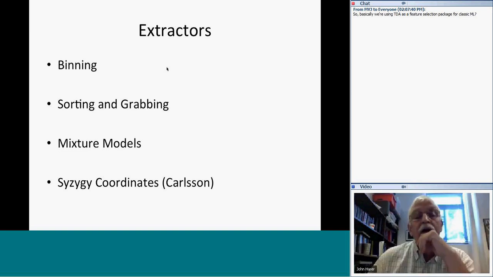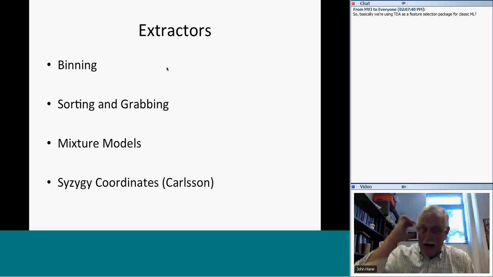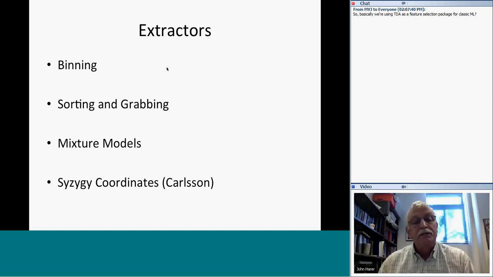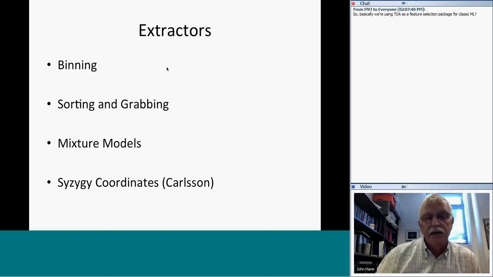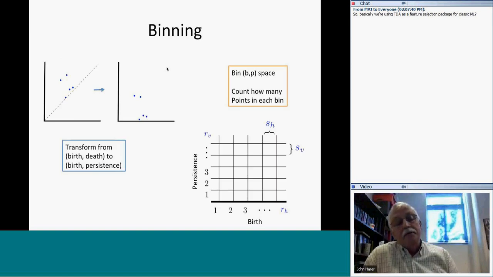Anyway, okay, going back to this. So one of the methods is binning. You just sort of count how many points are in which part of the space. Other is sorting and grabbing. You can do some mixed models, or there's Gunnar's syzygy coordinates. Gunnar, somebody whose name I forgot, so I apologize for that. Okay, let me show you binning. We actually use this in an example, which I'll come back to in a minute.